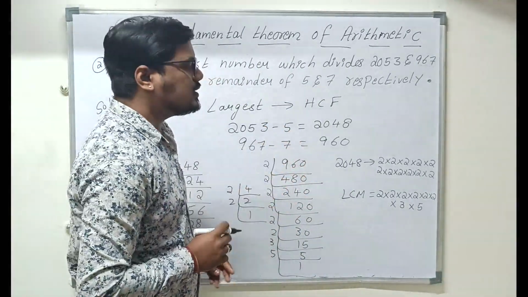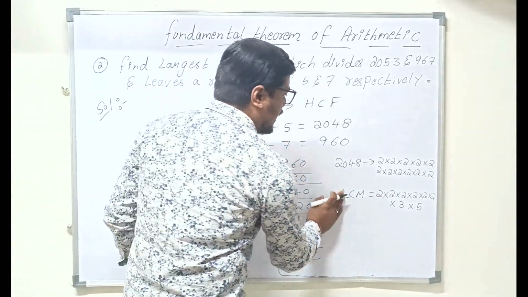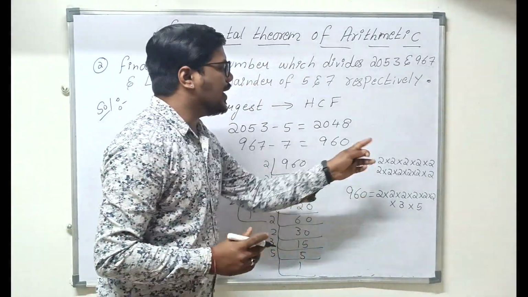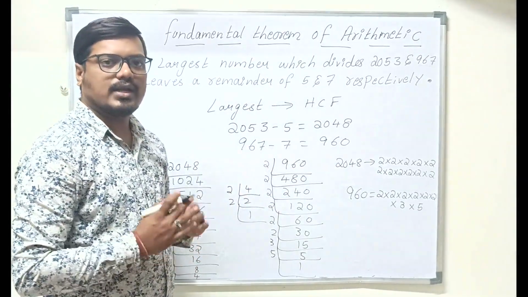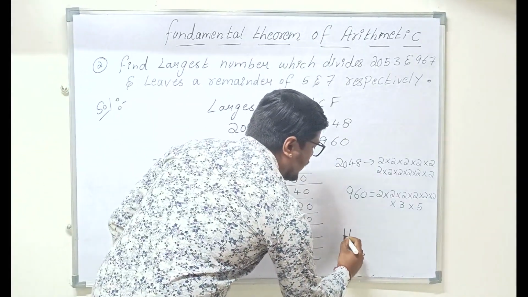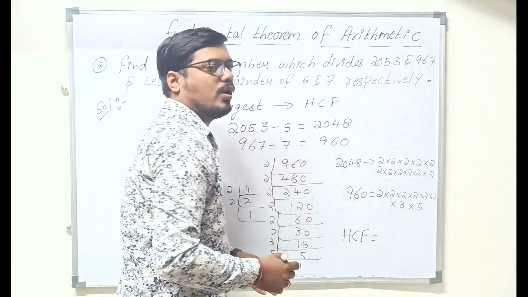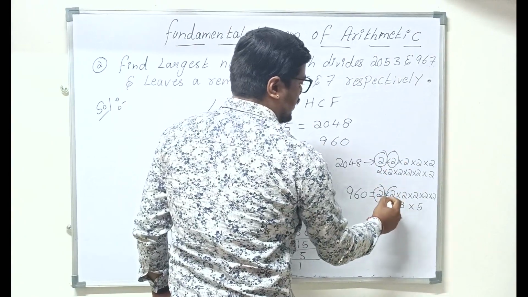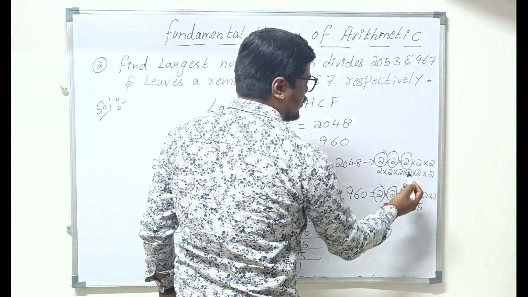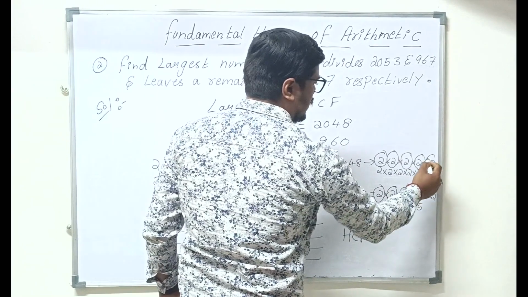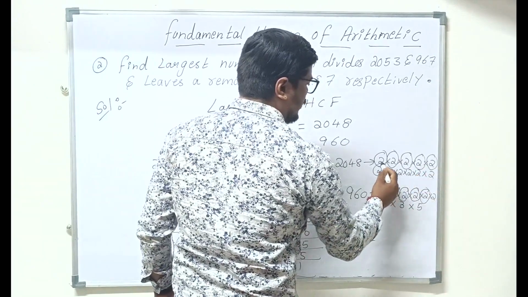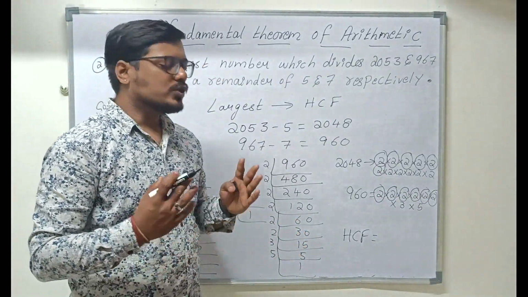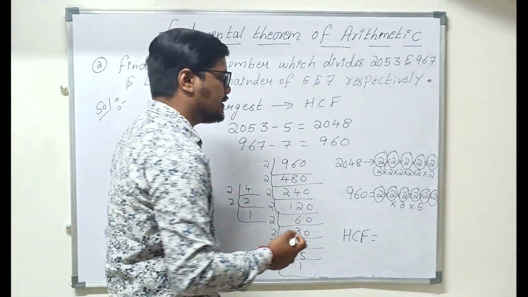Got it? Now let us see the common factors so that you will get an idea. So 2048 I have written, 960 I have written. Got it? Now let us see how to find out the HCF from this. Just mark the common factors. 1 2 and 1 2, I am circling. 1 more 2 and 1 more 2. 1 more 2 and 1 more 2. And 1 more 2 and 1 more 2, and one more. So these all are the common factors from both the numbers. So just multiply them, you will be getting the HCF as.